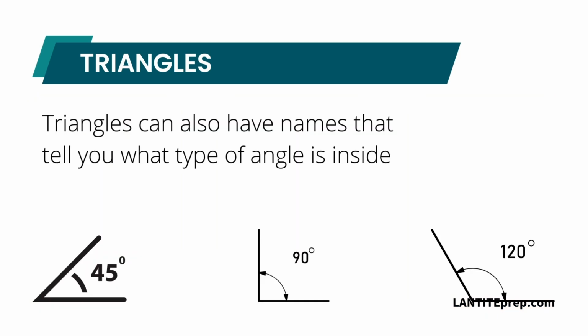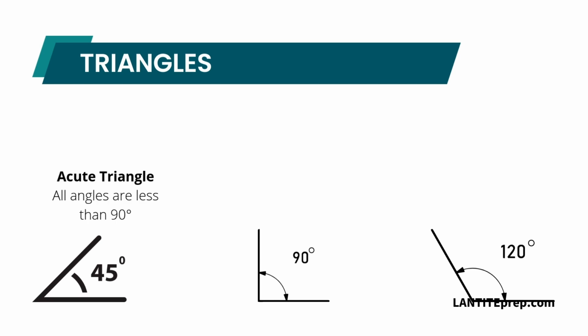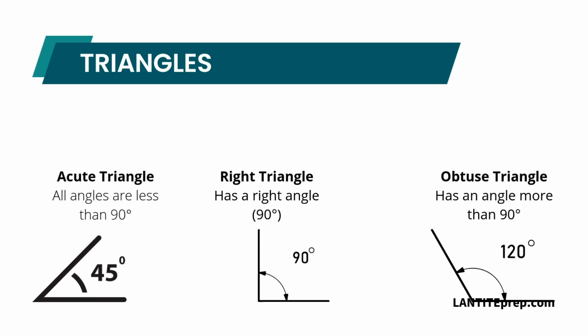Moreover, triangles also have names that tell you what type of angle is inside. Can you pause the video here and recall the names of each of these angles? Alright, let's go over that now. Recall that an acute triangle has all angles that are less than 90 degrees. Then there's the right triangle, which has a 90-degree angle. And to the right is the obtuse triangle, which has an angle greater than 90 degrees.